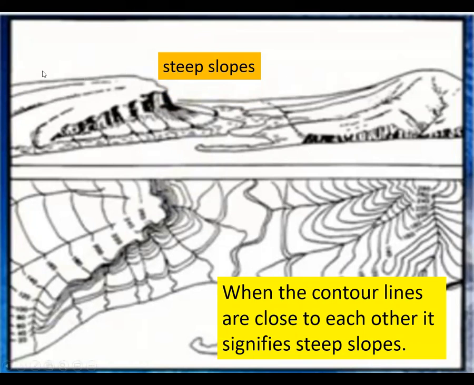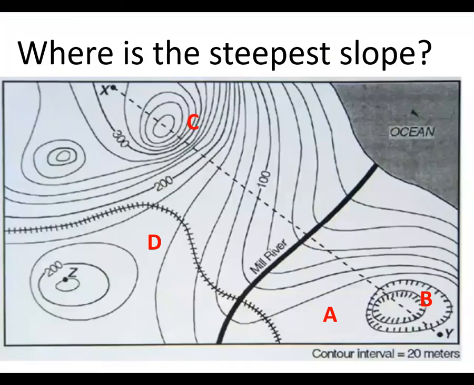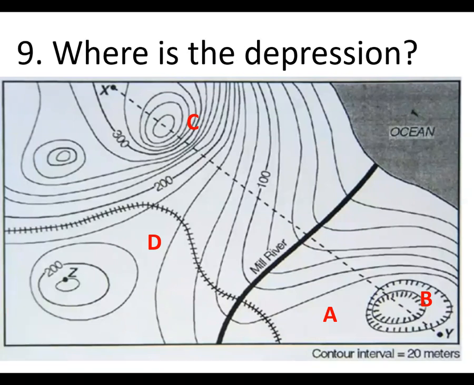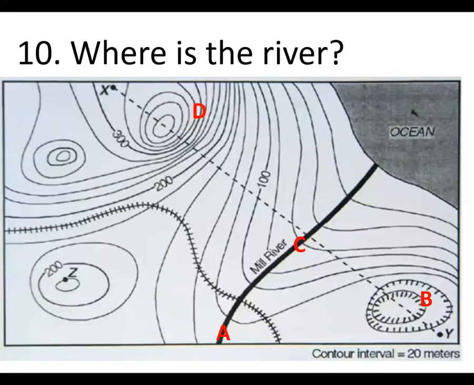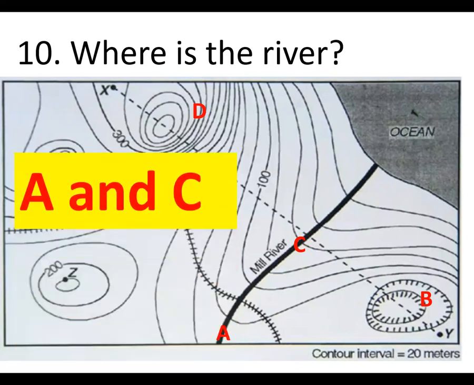Okay. So this is a steep slope right here. When the contour lines are close to each other, it signifies steep slope. Where's the steepest slope in this topographic map? Is it A, B, C, or D? If your answer is C, then you are correct. Where is the depression? Is it A, B, C, or D? If your answer is B, you are correct. Where is the river? A, B, C, or D? If your answer is A and C, you are correct.